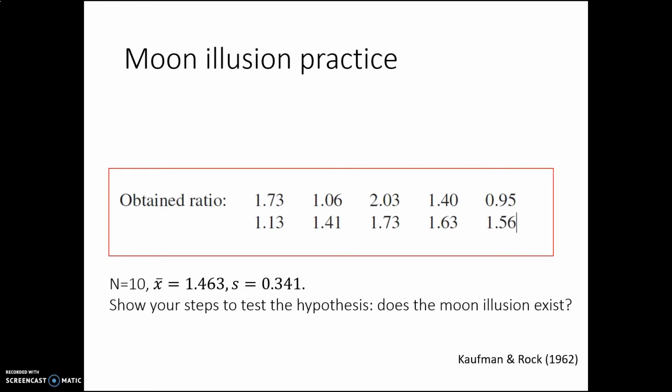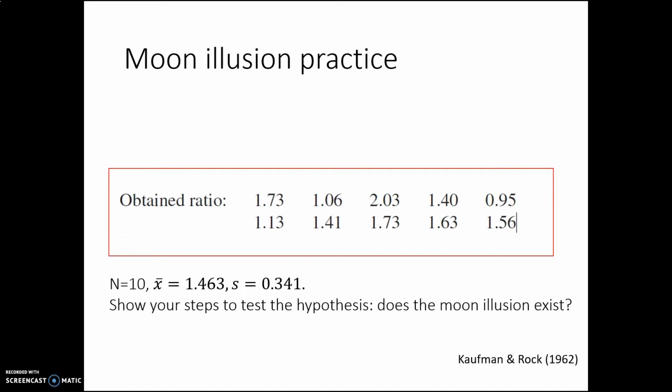So first, I want to give you a recap by going through the Moon illusion practice I gave you in the first week. For this practice, the question we want to address is: we collected 10 people, and we asked these 10 people to estimate the diameter of a horizon moon after they were given a zenith moon, the standard moon.